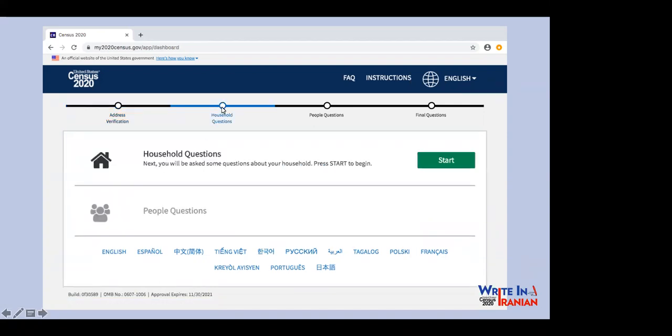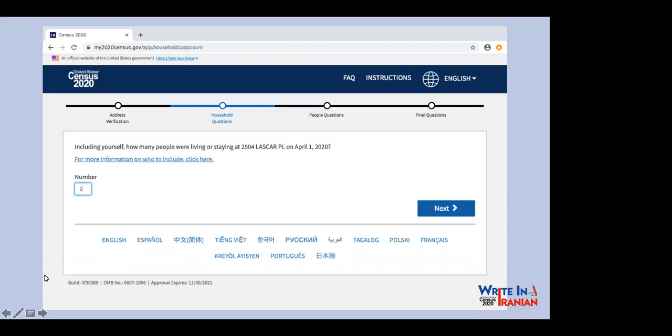So as you can see, census questions started. You're in the census questions, and then they ask you questions about the people living in your household. So you start with this, and then once this is done, you move on to the people living in your household. Start button takes you to the next slide, and here this is a very important screen.